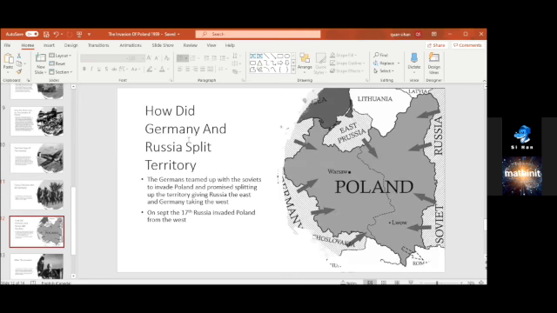How did Germany and Russia split territory? The Germans teamed up with the Soviets to invade Poland and promised to split up the territory, giving Russia the east and Germany taking the west. On September the 17th, Russia invaded Poland from the east.